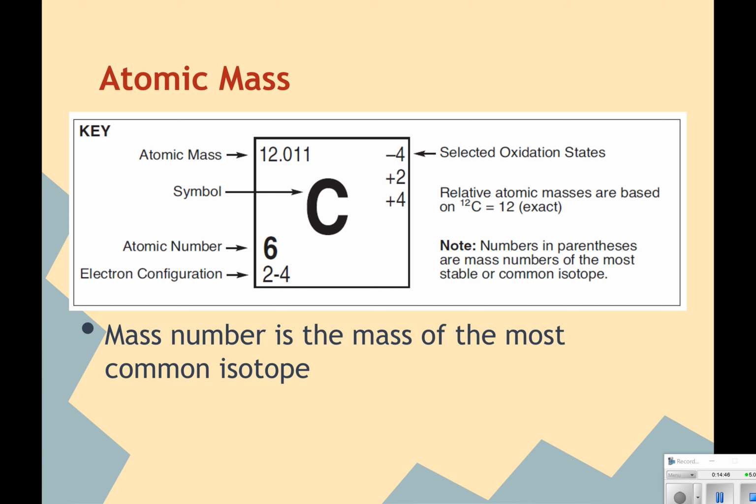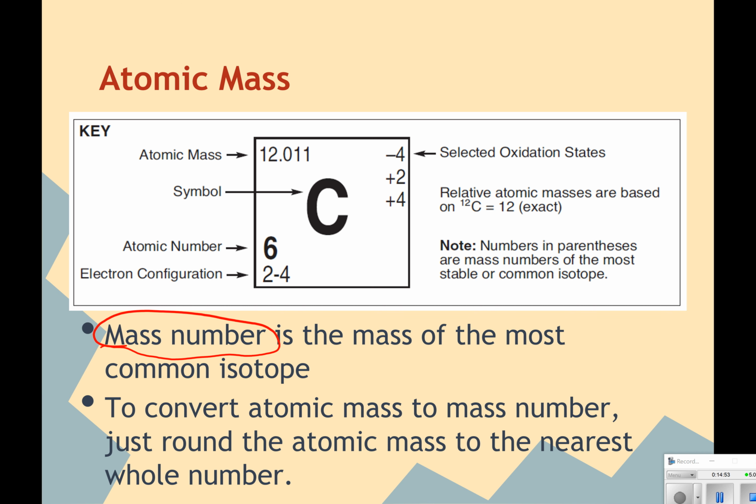Now, when we see this term, mass number, this refers to the mass of the most common isotope. To convert from atomic mass to mass number, we just round the atomic mass to the nearest whole number. So this would become 12. So the most common isotope of carbon is carbon-12 because it has the most influence on the mass. So we find that the average is going to be closest to the most abundant isotope. So we round that atomic mass to the nearest whole number to get the mass number.